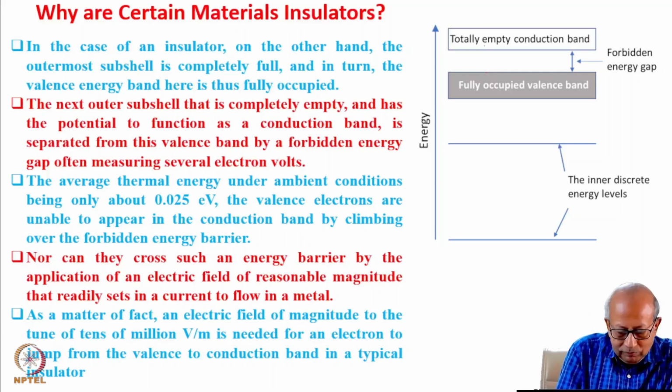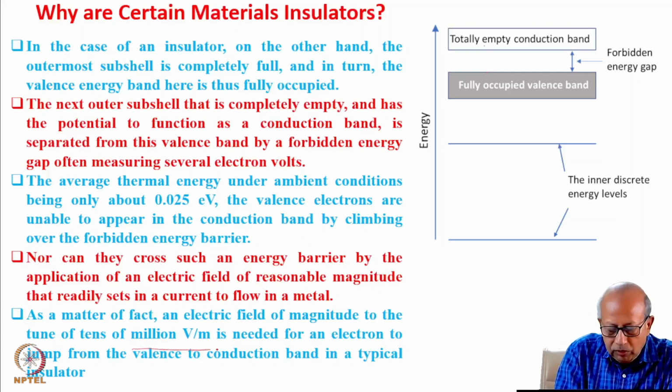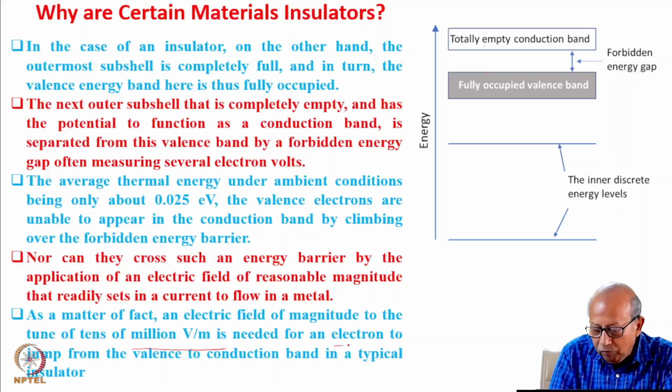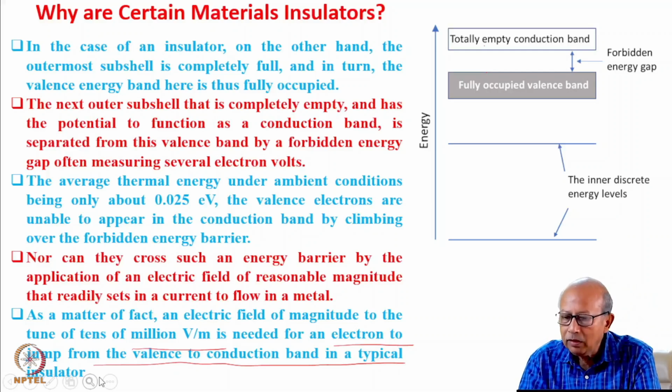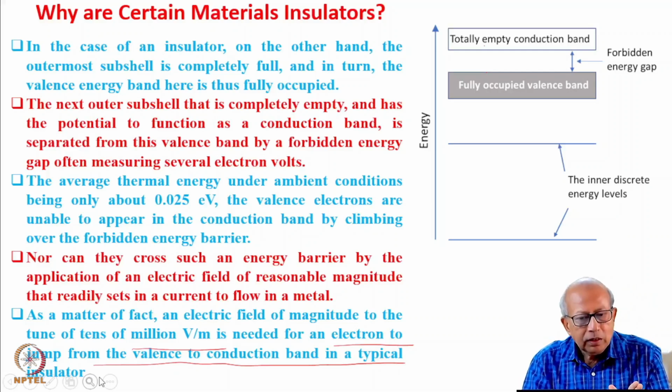So an electric field of magnitude to the tune of tens of millions volt per meter is needed for an electron to jump from the valence band to the conduction band in a typical insulator. So that is why certain materials behave like insulators.